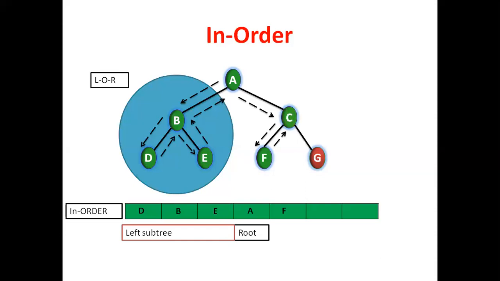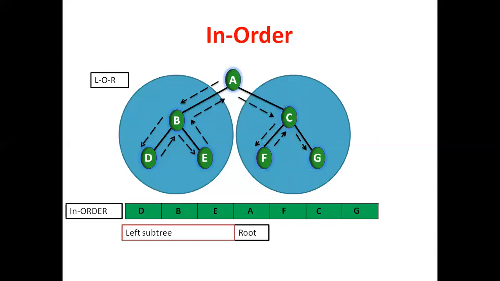Then after that, the right part. What is the right of C? G. Check whether G is a subtree or not. It is not a subtree. It contains only one node, meaning left completed, root completed, then right. So the right of C is G. G is visited. So the right subtree is also completed.